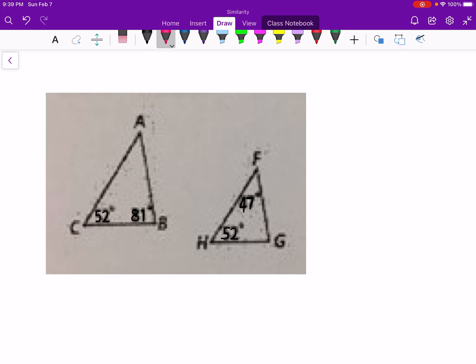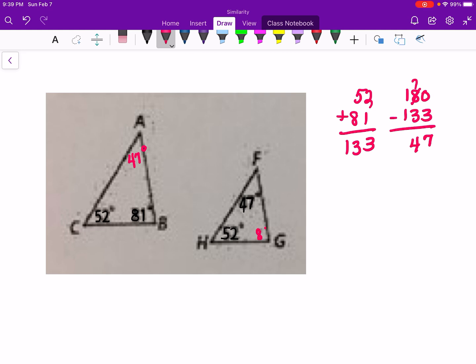So in the triangle on the left, that's a 52 and an 81. Let's add those up, see what they add up to be. That's 133. And so the third angle in that triangle, that's a 47 degrees up there. Oh, look. Angle A is 47. That's what angle F is. That must mean angle G is 81. We know nothing about the sides, but we do know that we have congruent angles.